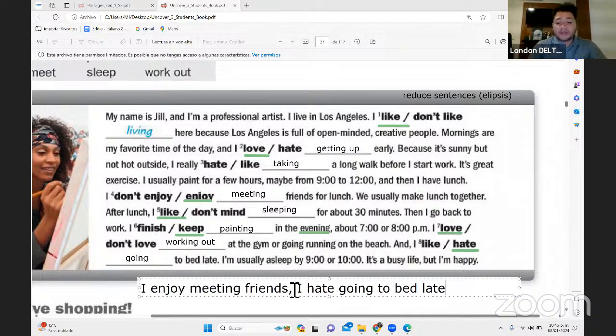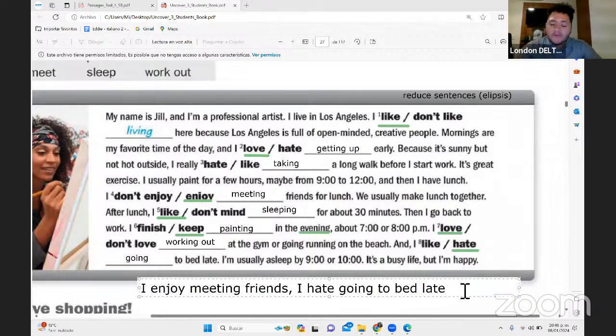Bueno, aquí no podemos hacer lo mismo porque aquí tenemos el verbo enjoy y aquí tenemos el verbo hate. Tampoco sería muy correcto eliminar el I. So, I enjoy meeting friends. Aunque de manera informal sí podrías omitir un I cuando estás hablando. Puedes decir, enjoy meeting friends, hate going to bed late. Sí se puede. But when it's written, it's better to keep I.